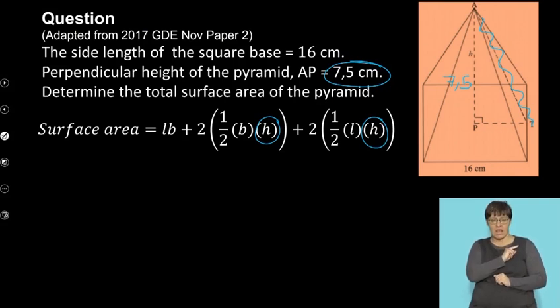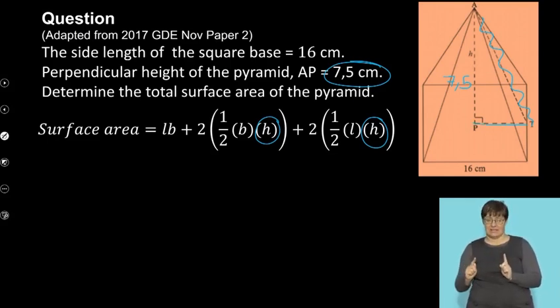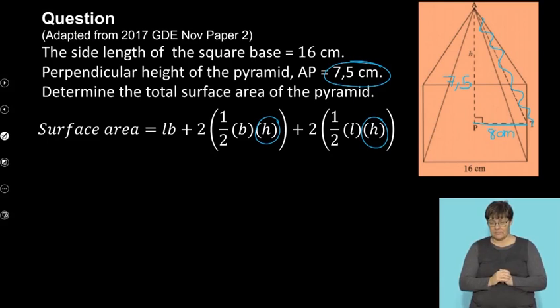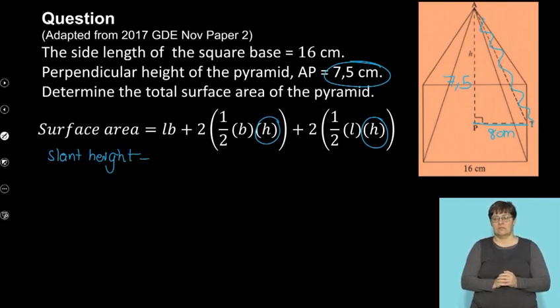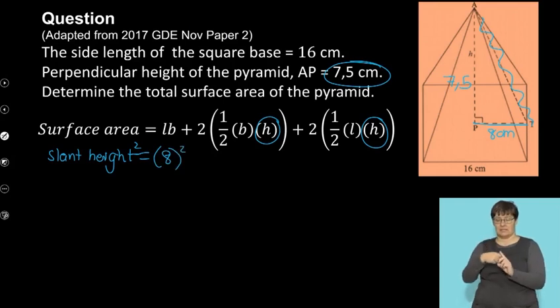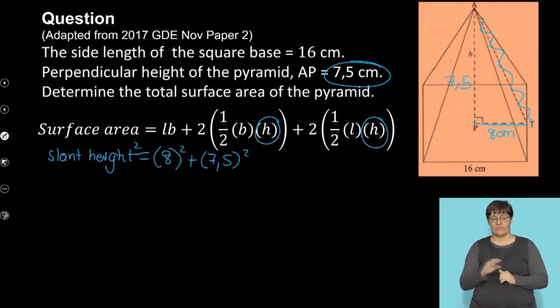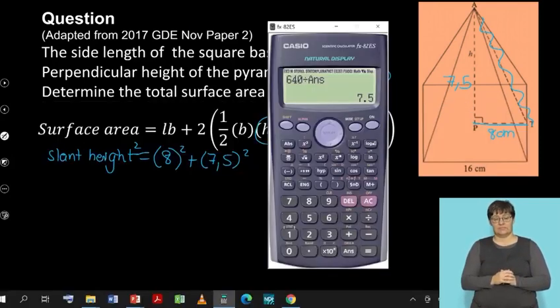So because we know that P goes directly from A down to the middle of this square, PT will be equal to 8 centimeters. So when I'm working out my slant height, I'm going to use Pythagoras. So I know that my slant height squared will be equal to 8 squared plus 7,5 squared. So I'm going to put this in my calculator.